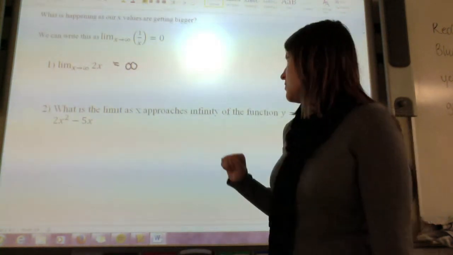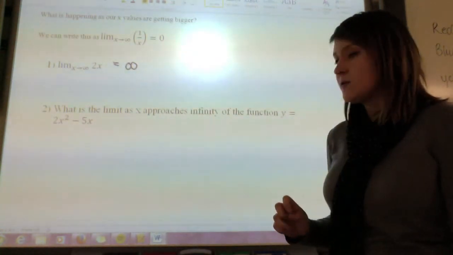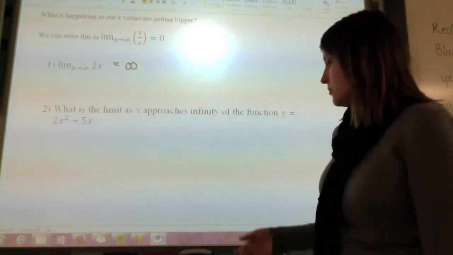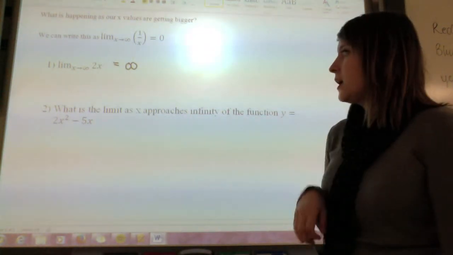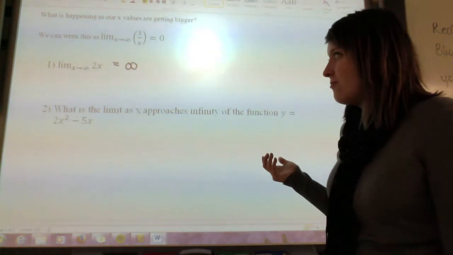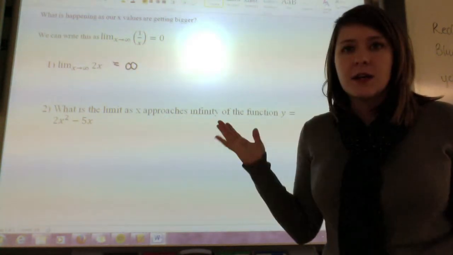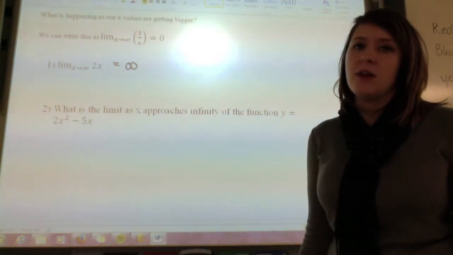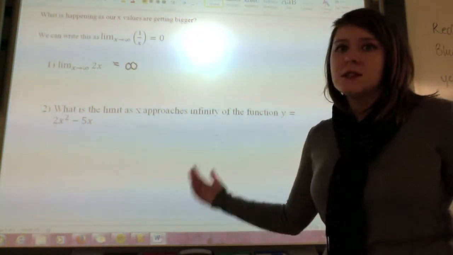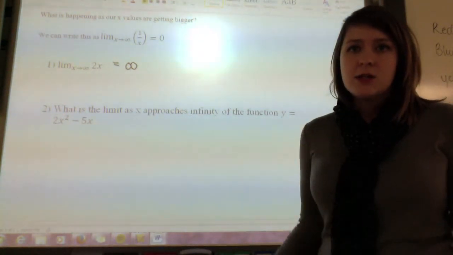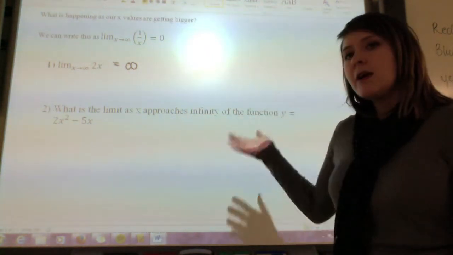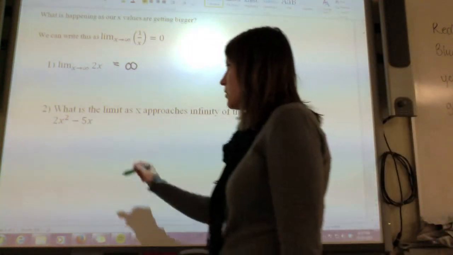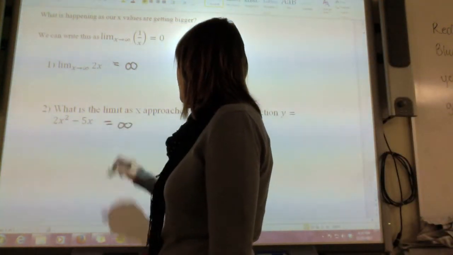Now, what is the limit as x approaches infinity of the function y equals 2x squared minus 5x? Well, again, I need to think about what's happening as I'm plugging in larger and larger values. So, if I plug in 1, I have 2 minus 5, it's negative 3. If I plug in 10, now I have 200 minus 50, that's 150. If I plug in 1,000, I'm going to get bigger and bigger, right? So, no matter what, as I'm getting bigger x values in this equation, my answer is going to get bigger and bigger, therefore, I'm going to approach infinity again.